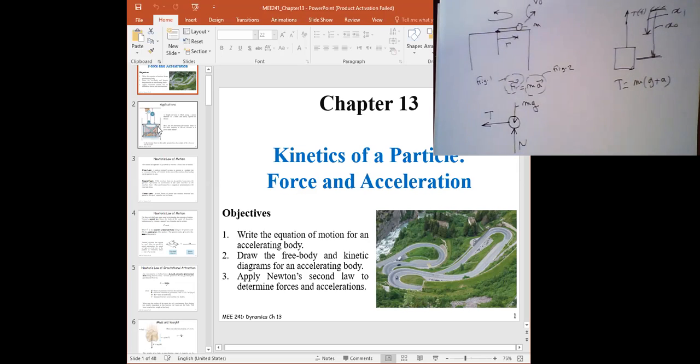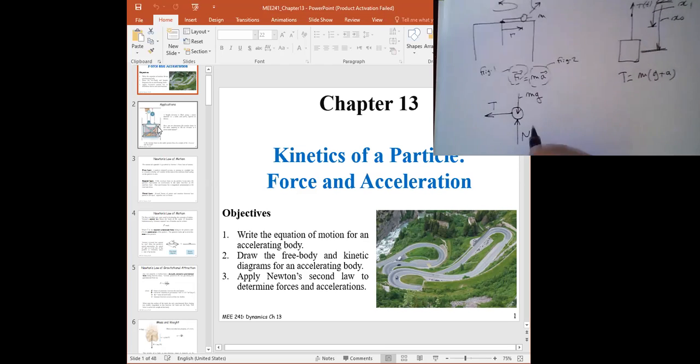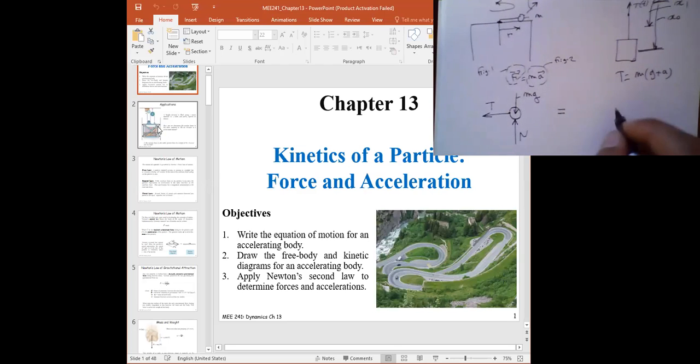You asked whether you can consider mg equal to the reaction of the support, and I said no, you cannot. You actually have to solve it, and then you will deduce that N is equal to mg. But N will not be equal to mg if you have some acceleration in a vertical direction. So what you want to do here is always put all the external forces, and then you will solve for it, and then you will tally.